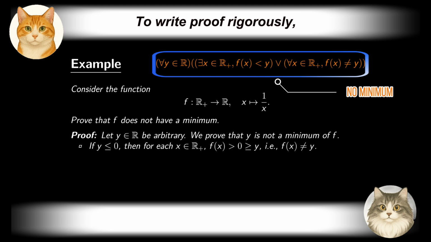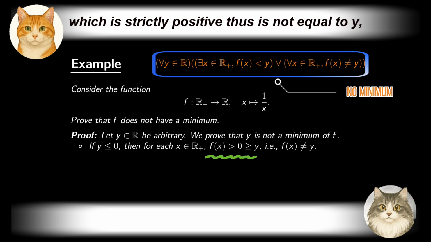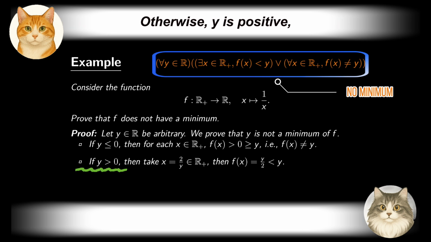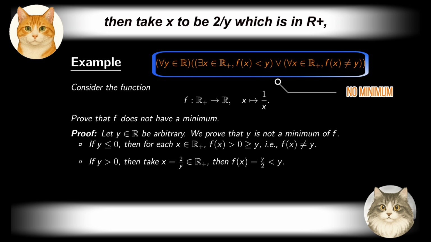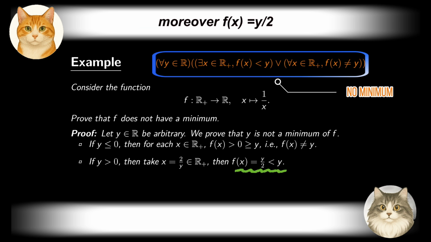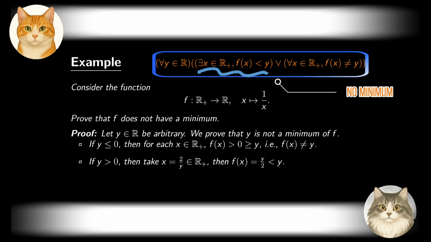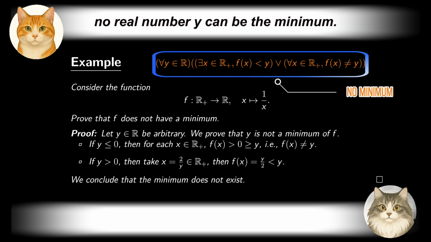To write the proof rigorously, let y be an arbitrary real number. If y is less than or equal to 0, then for any x in R plus, f(x) is equal to x inverse, which is strictly positive, thus is not equal to y, and hence the second part of the disjunction is true. Otherwise y is positive, then take x to be 2 over y, which is in R plus. Moreover, f(x) equals y over 2, which is strictly less than y, hence the first part of the disjunction is true. We conclude that no real number y can be the minimum of the function f.